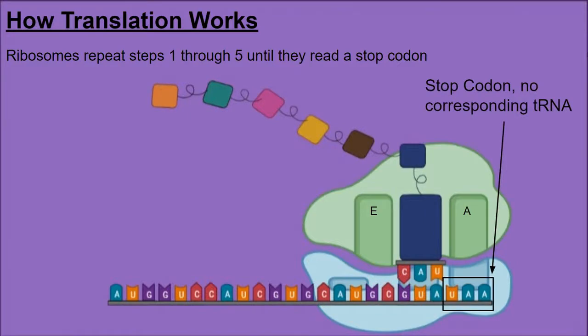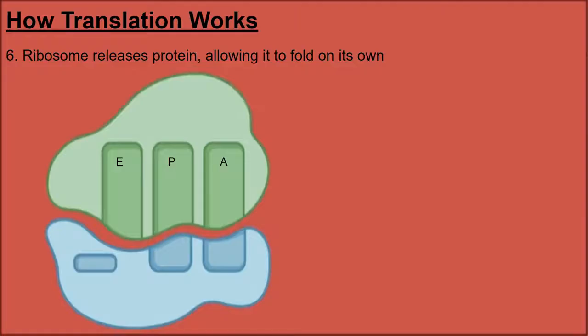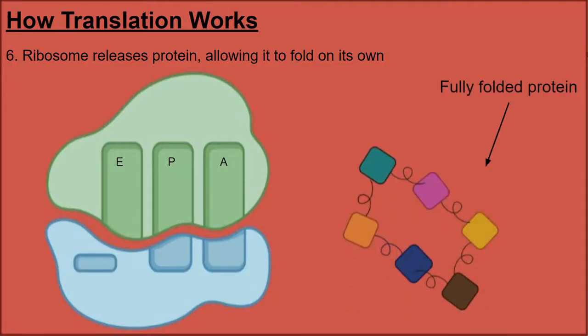These 5 steps repeat, and the ribosome continues stringing amino acids together until it reaches a stop codon. The stop codon initiates the sixth and final step, which is for the ribosome to release both the mRNA strand and the protein. The protein folds by itself, and the ribosome is free to bind to new mRNA strands.